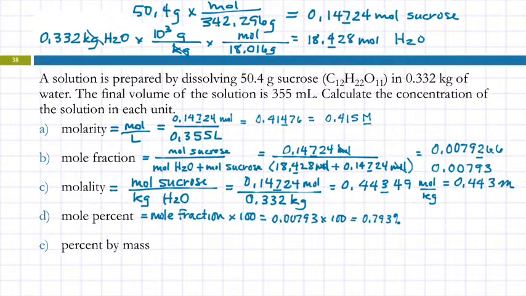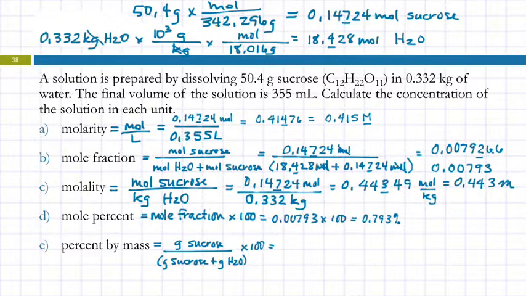What does percent by mass mean? It's a part over the whole in mass units. So the mass of the solute divided by the mass of the whole solution. So here we've got grams. Let's use grams. So grams of sucrose divided by grams of solution. So that's the sucrose plus the water. And it's percent by mass, so it's times 100.